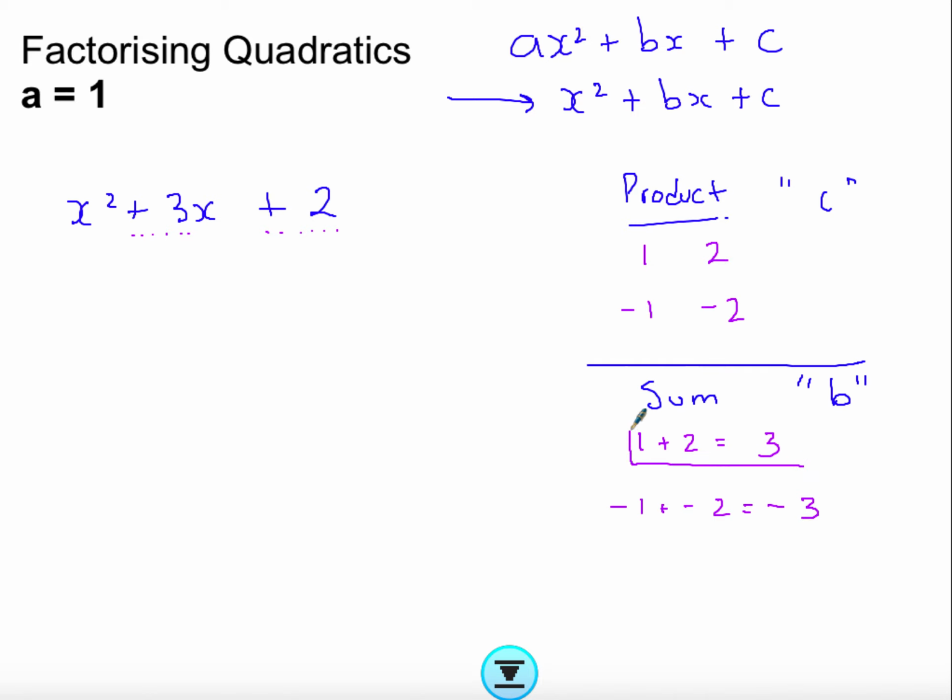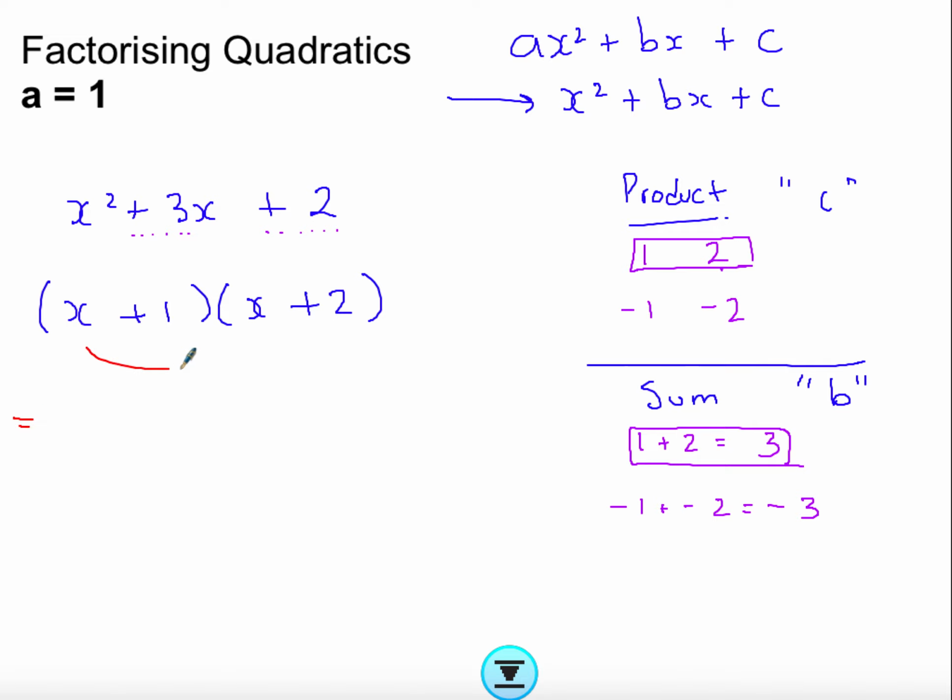So obviously this is what I'm looking for, which means this is my pair of numbers, and the factorization is simply going to be x plus 1, x plus 2. Now, the reason this works is because when you are expanding the bracket, let's say we're expanding, this is just a check.